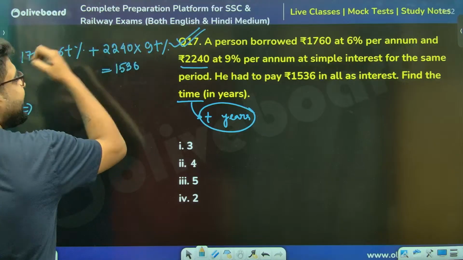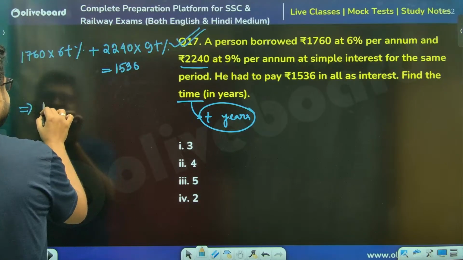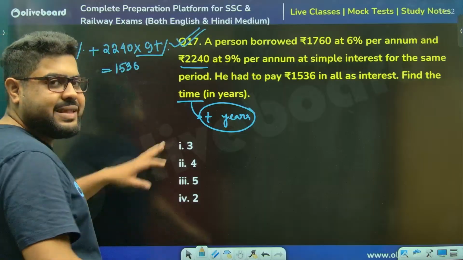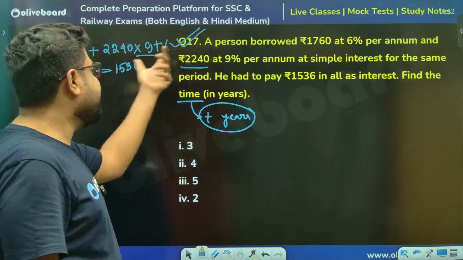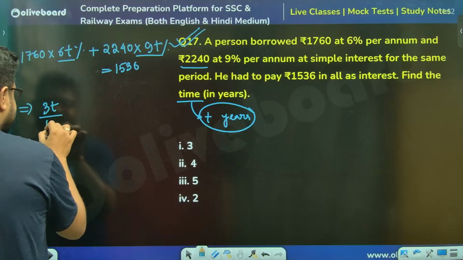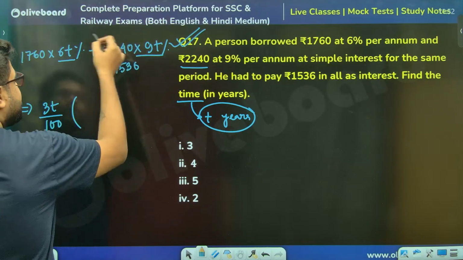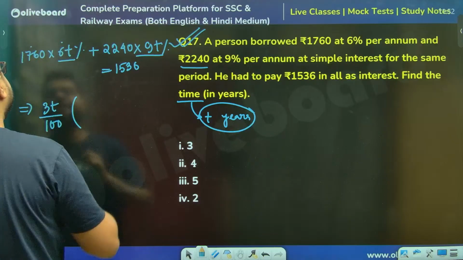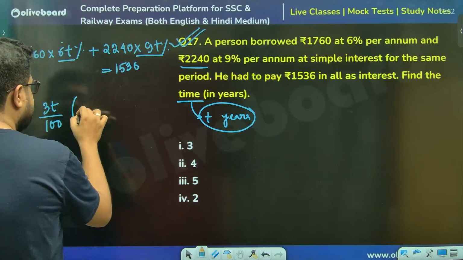आप कुछ common ले लो, sir. क्या common लेंगे? 3T% can I take common? Like the same thing that we had done. I'm taking common, same thing. 3T% means 3T by 100. So this will be 1760 into 2, which is 3520.